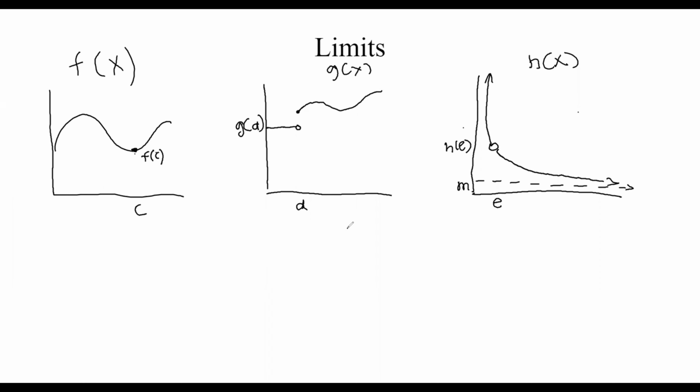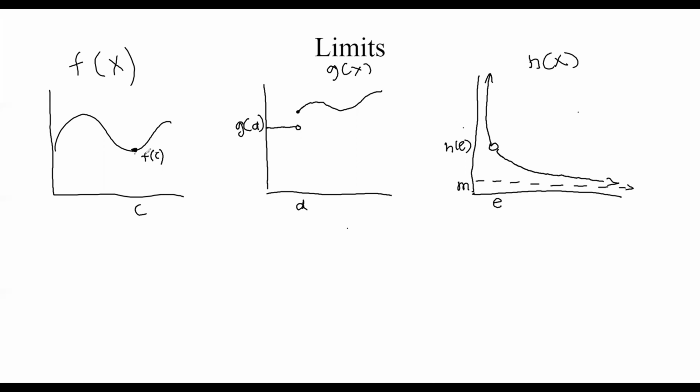About limits. A limit of a function, f of x, as x approaches some value c, is equal to the y value that f of x approaches from the left and the right side. In this example, the limit as x approaches c is simply f of c because this function is continuous. In other words, at x equals c, f of x is not continuous.